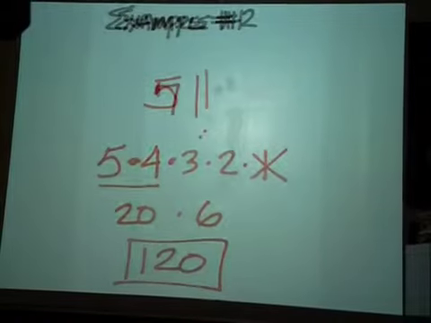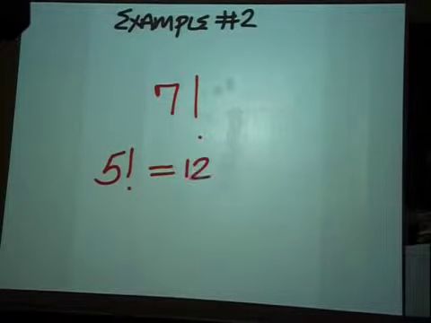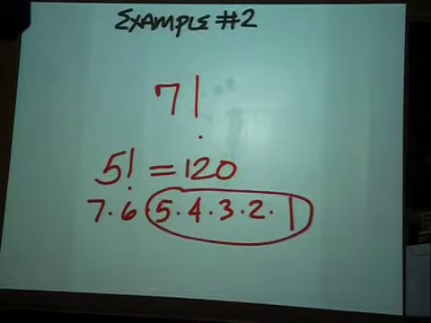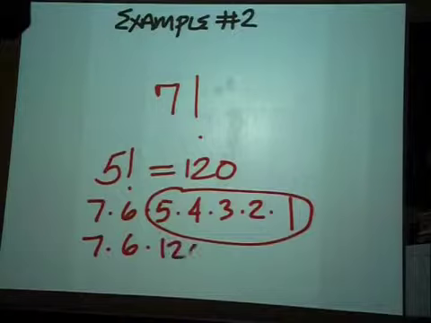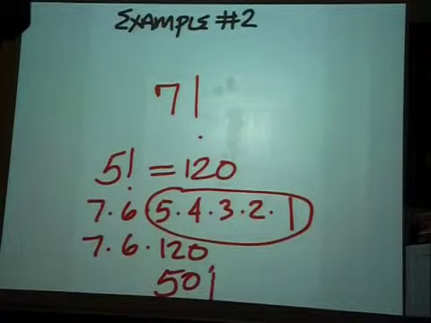7 factorial. The previous example we just did was 5 factorial, and we know that gave us 120. So if you're going to multiply 7, 6, 5, 4, 3, 2, 1, you already know that 5 factorial is 120. So 7 times 6 times 120, if you remember 5 factorial, you can plug that in and save yourself some time. It's really 42 times 120, which is 5040.